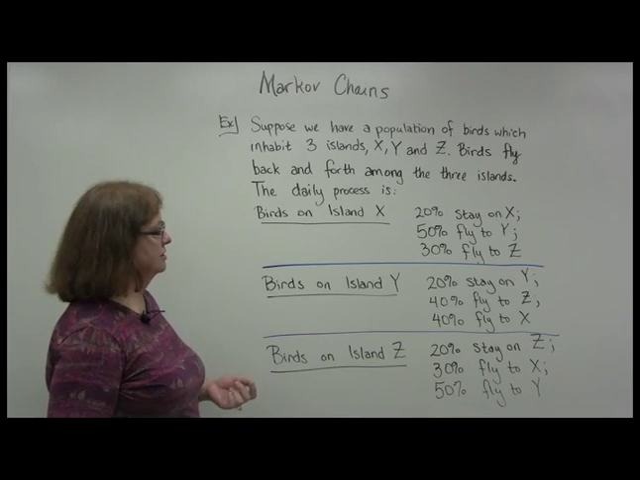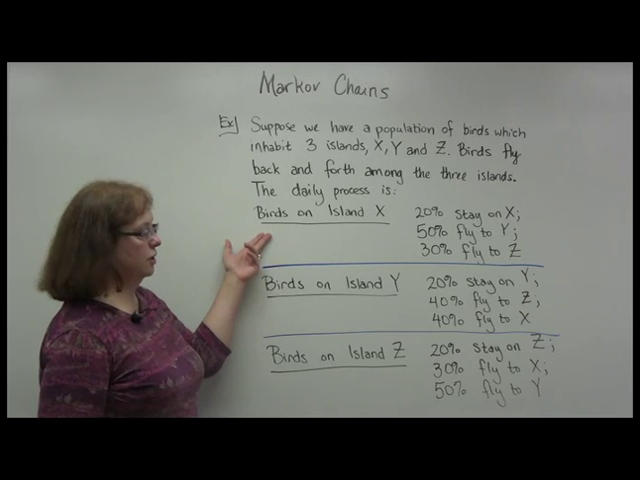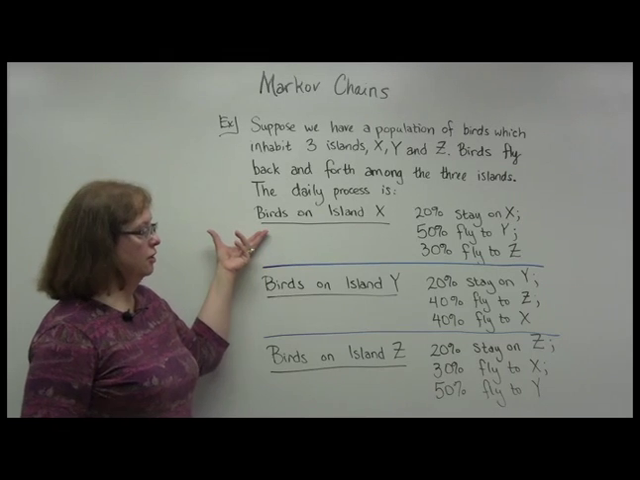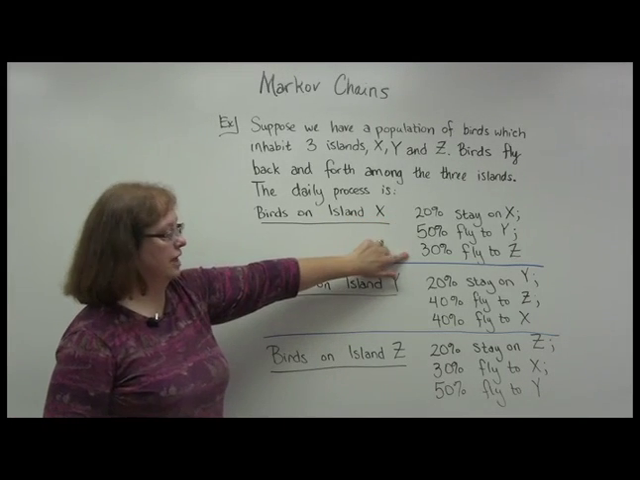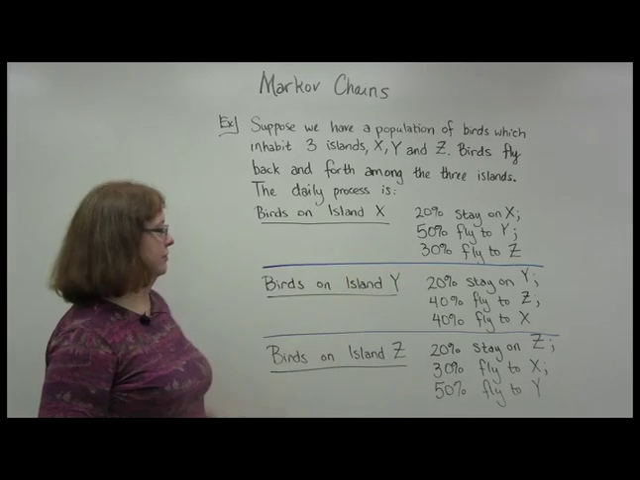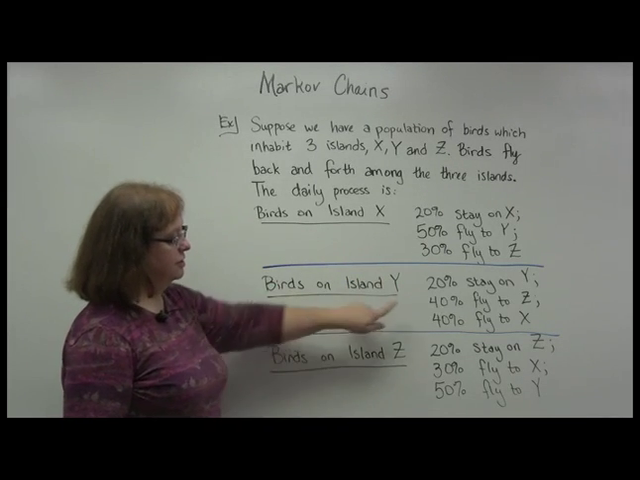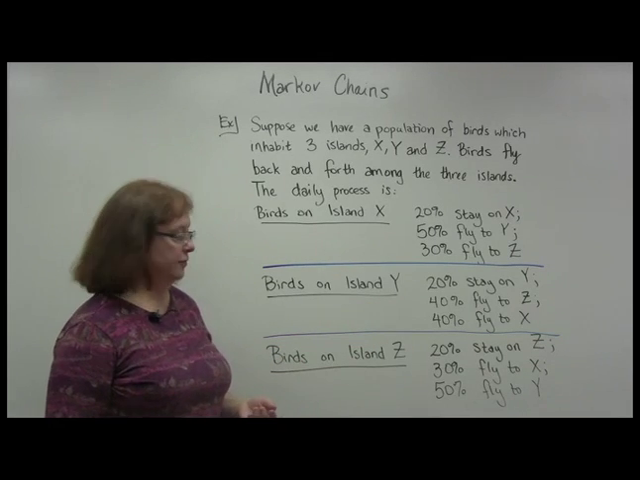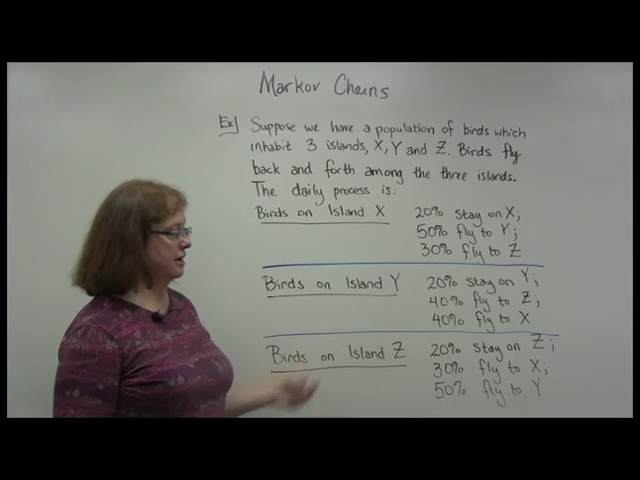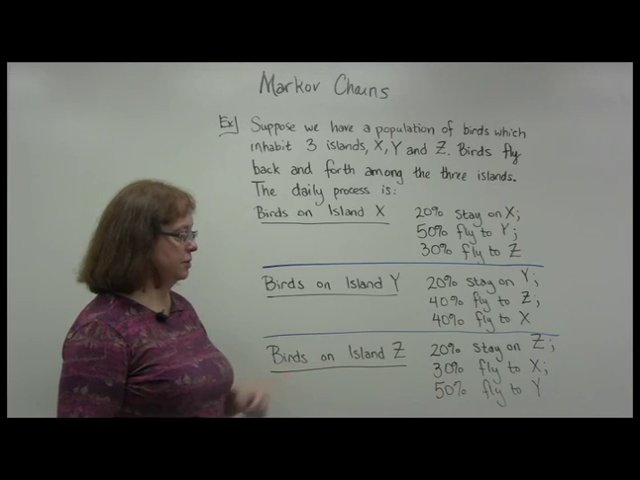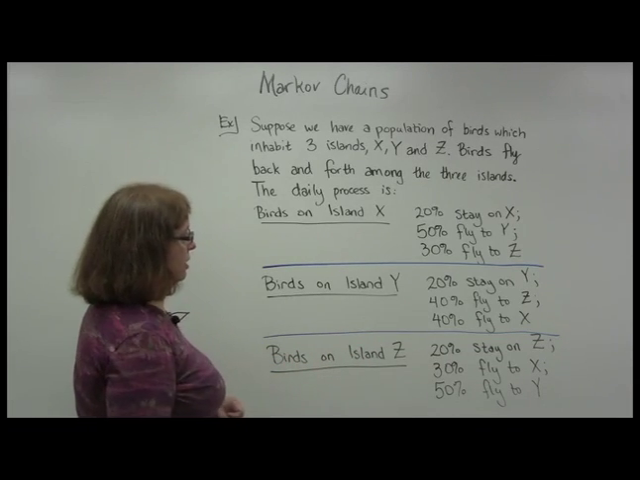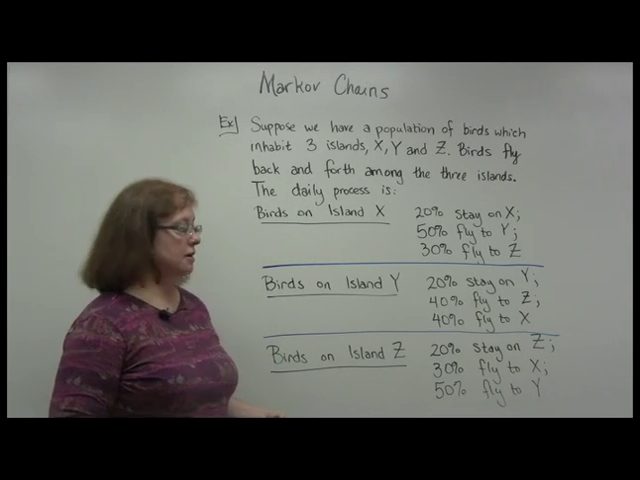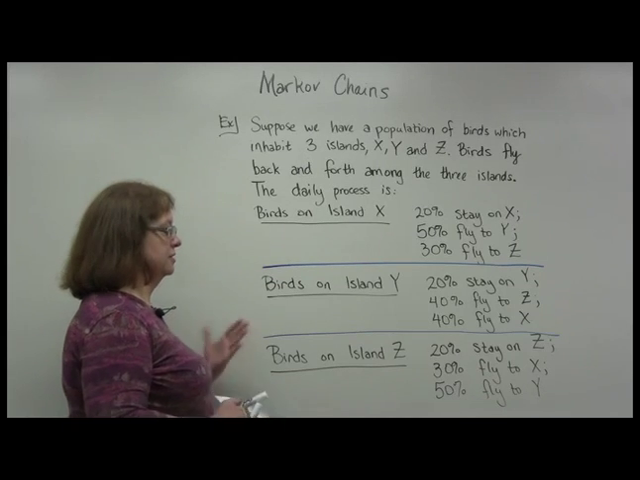The daily process is the birds on island X, 20% stay on X, 50% fly to Y, 30% fly to Z. Notice the 20, the 50, the 30 add up to 100%. Birds on island Y, 20% stay on Y, 40% fly to Z, 40% fly to X. And then the birds on island Z, 20% stay on Z, 30% fly to X, 50% fly to Y. Okay, so we have a constant population, and then there are 3 states that these birds can take on. They're either on X, Y, or Z.